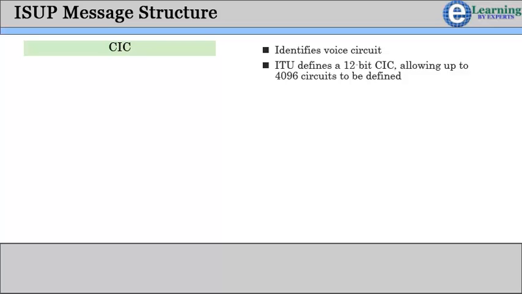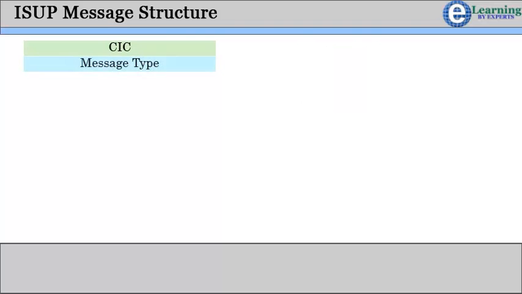ITU defines a 12-bit CIC, allowing up to 4096 circuits to be defined. ANSI uses a larger CIC value of 14 bits, allowing for up to 16,384 circuits. The ISUP message type for the message.